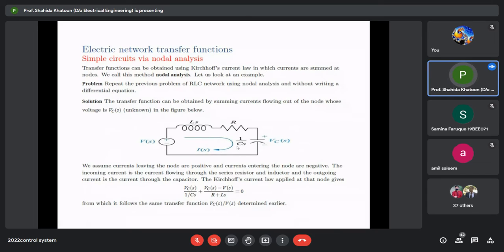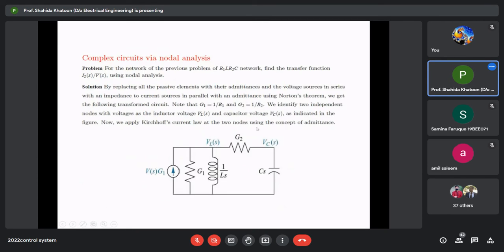Okay. So we assume currents leaving the node are positive and currents entering the node are negative. Okay. So the incoming current is the current flowing through the series resistor and inductor, and the outgoing current is the current through the capacitor. Okay. So Kirchhoff's current law applied at the node gives this. VCs upon 1 by Cs plus VCs minus, suppose we are taking this node.